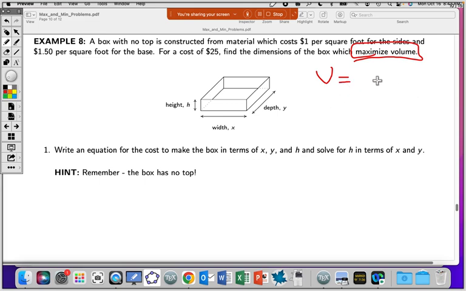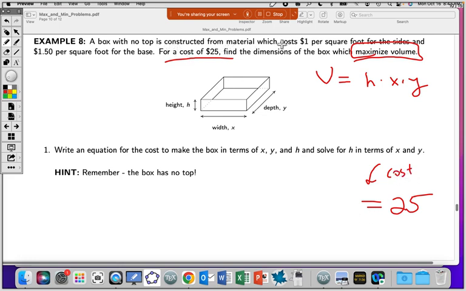Yep, h times x times y. So there's the volume of the box. They tell us the cost is to be $25. All right, so let's look at the cost here. So how much does it cost to make the box?